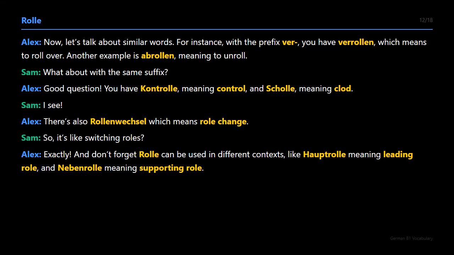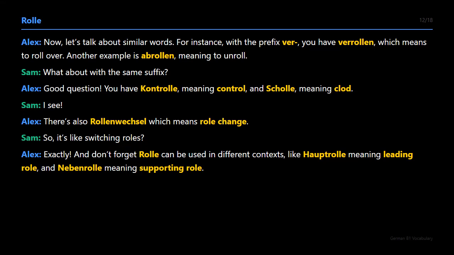What about with the same suffix? Good question. You have Kontrolle, meaning control, and Scholle, meaning clod.